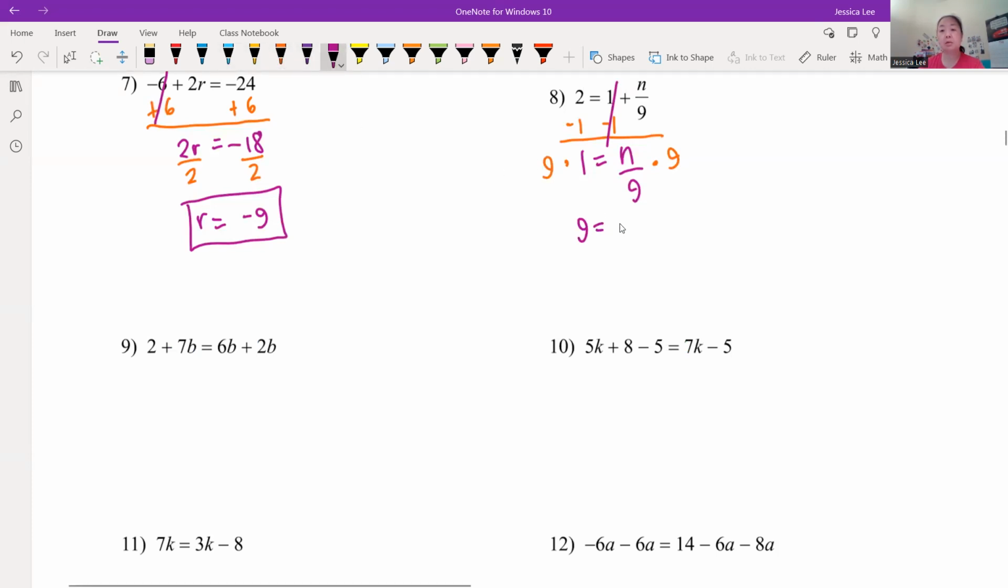And that's going to be 9 is equal to n, or n is equal to 9. Same thing. Okay, now we're going to go to the next set of 4s.